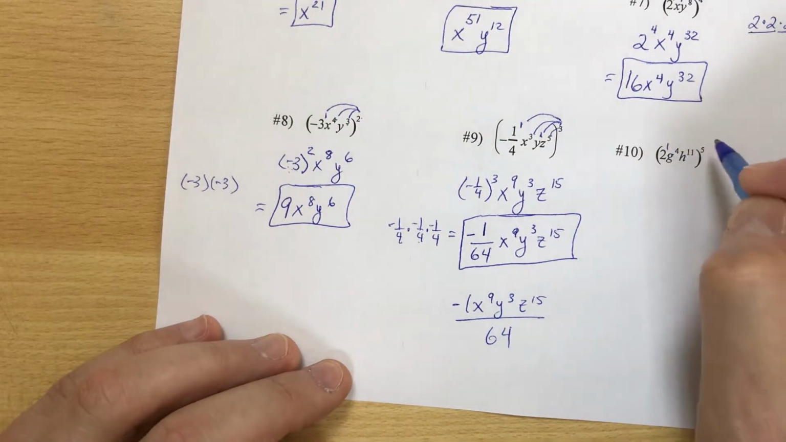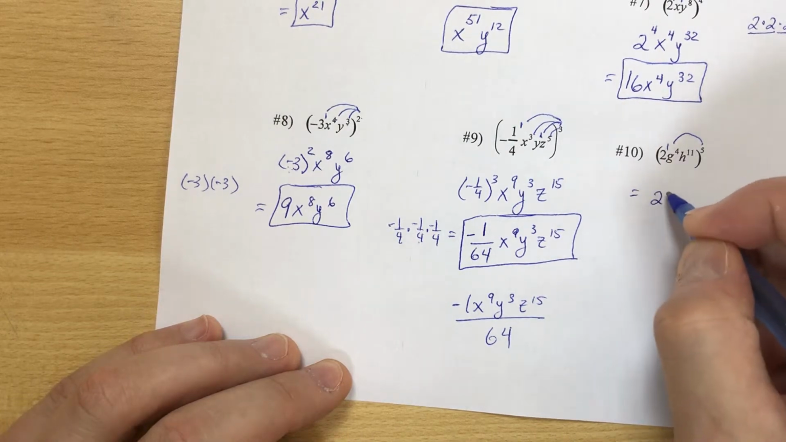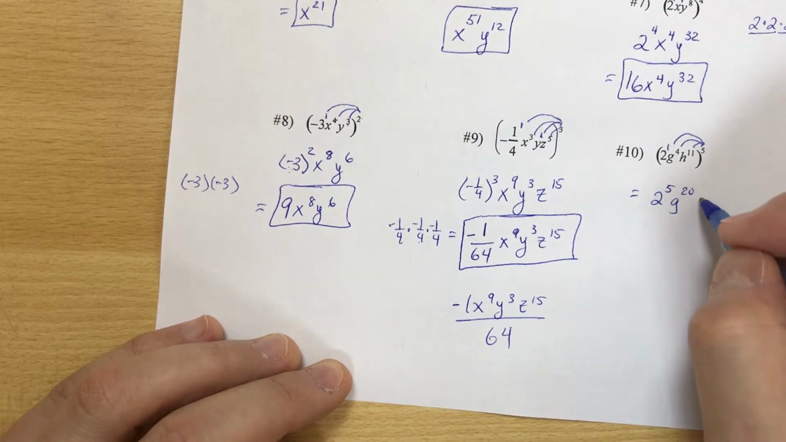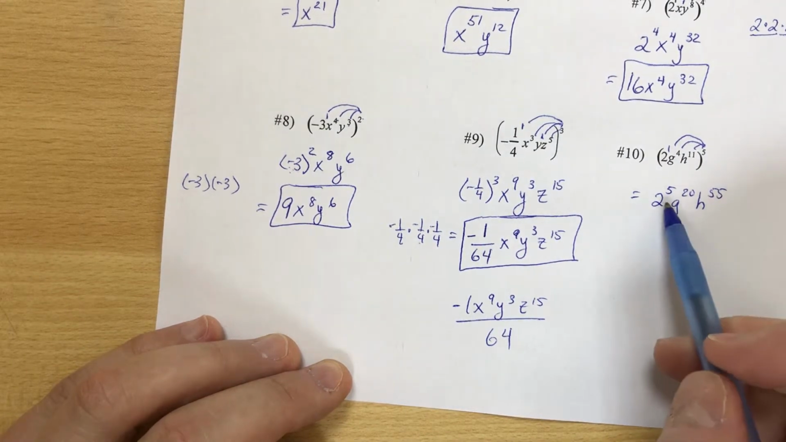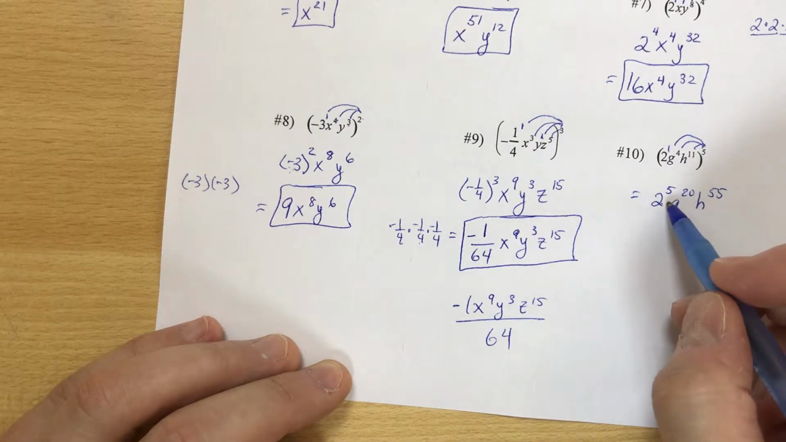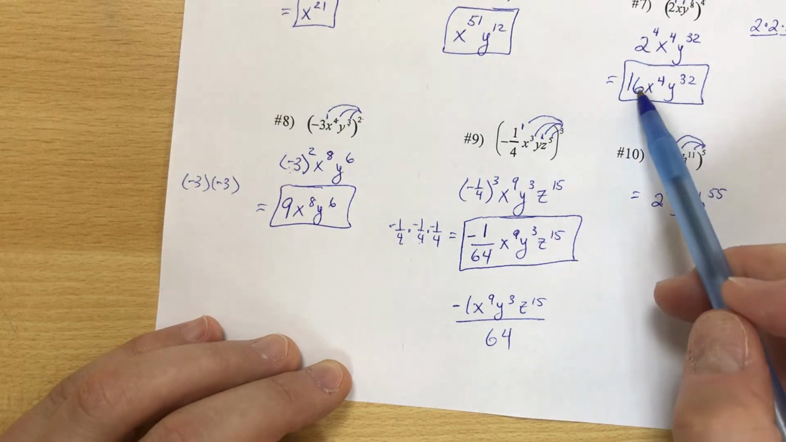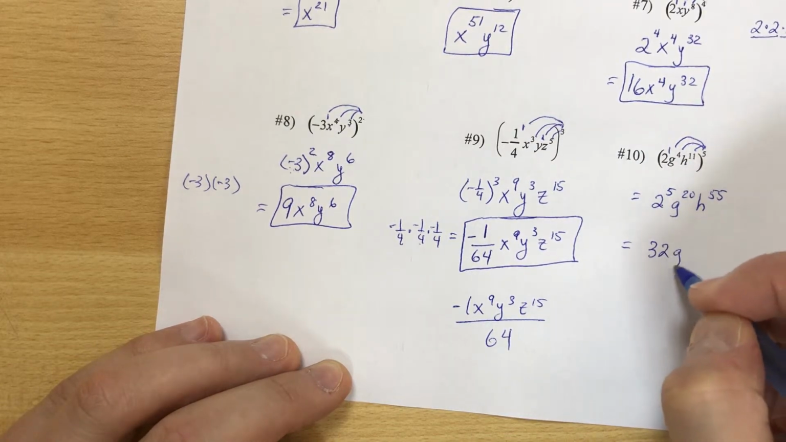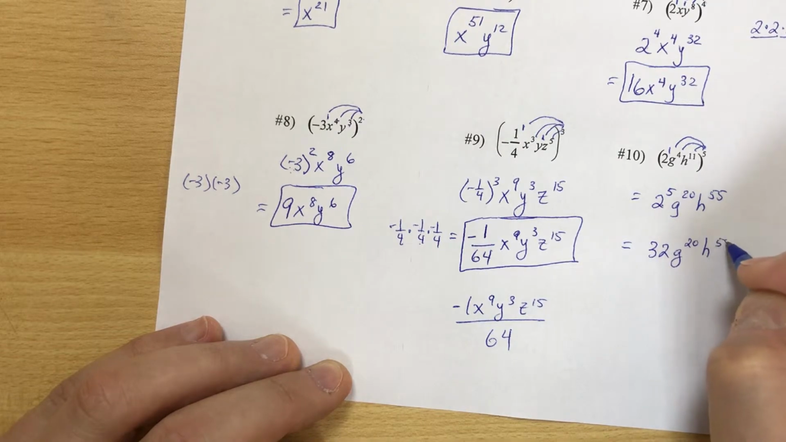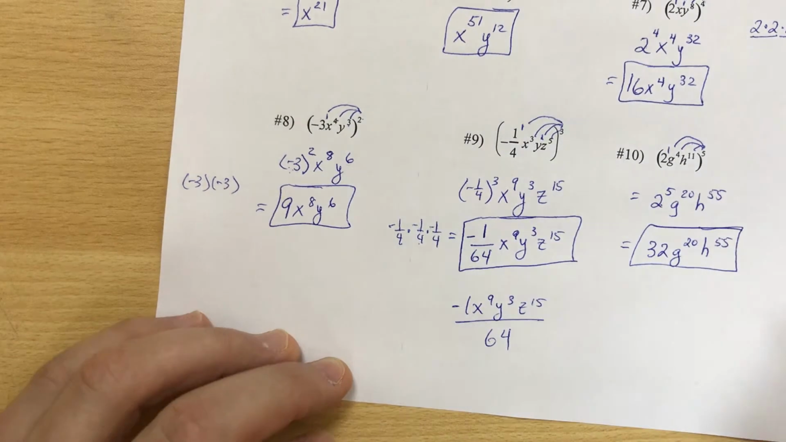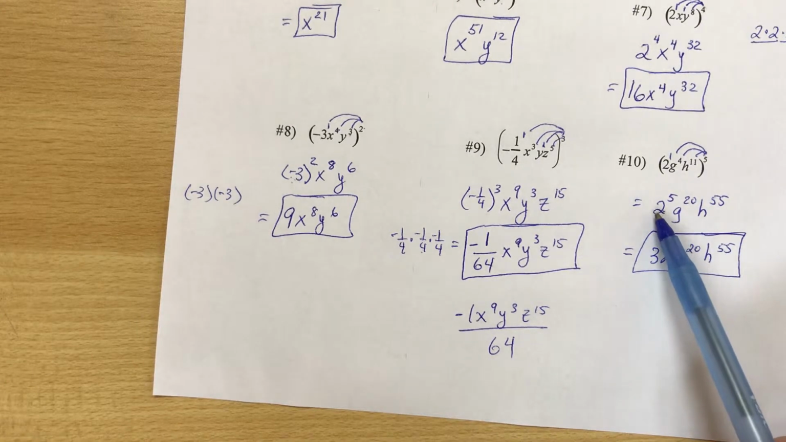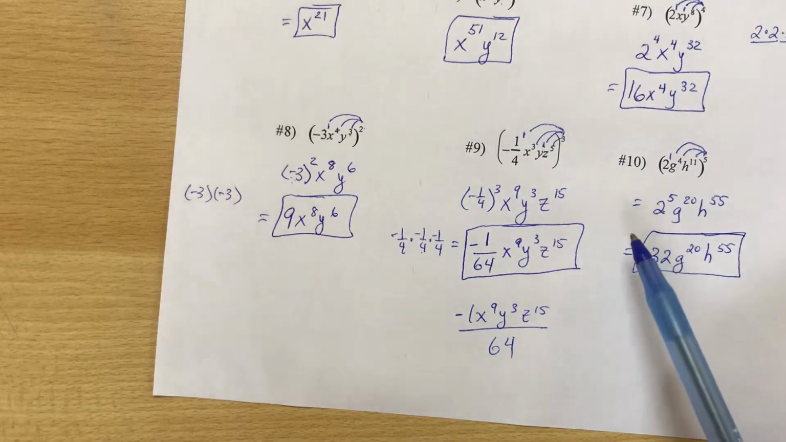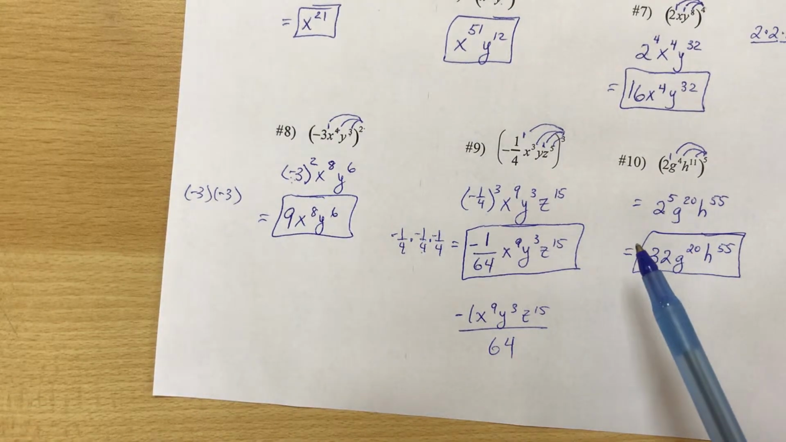Number 10. 2 raised to the 5th, g raised to the 4 times 5, 20, h to the 11 times 5 is 55. Powers of 2, 2 raised to the 5th. Well, we know 2 to the 4th is 16, so 2 to the 5th is 16 times 2, 32. G to the 20th, h to the 55. The better you are with knowing your powers of 2 and 3, 4, 5 and stuff, using exponents, the faster you can do these problems. Okay, so let's flip on to the back.